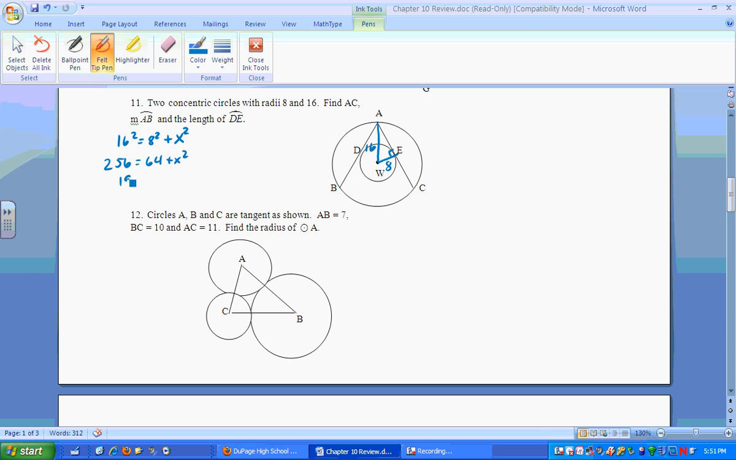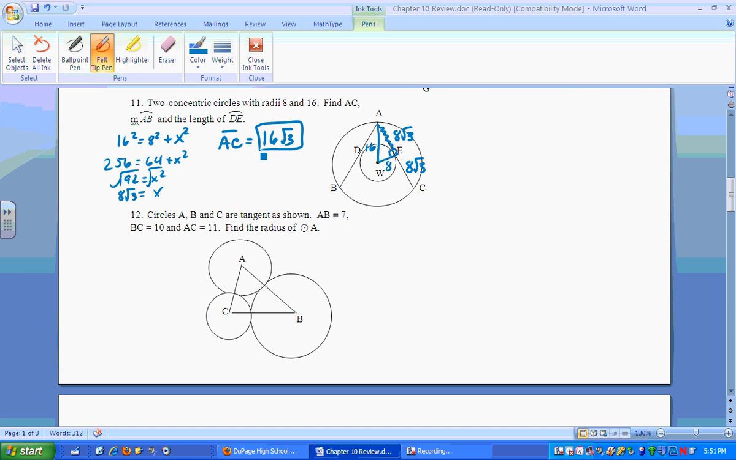Okay, we end up with 256 minus 64 equals x squared. Bring it over. 192 is equal to x squared. You root it. X ends up equaling 8 root 3. So this piece here ends up being 8 root 3, which means this piece has to be the same. So for AC, our answer would be 16 root 3.